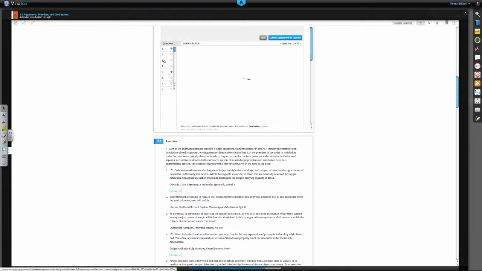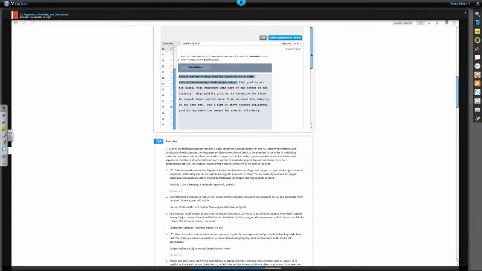Let's take a look at number 11. Looks like I got that right. Okay, the conclusion is the first statement. You might think it's the last. Let's take a look. Profits serve a very crucial function in a free enterprise such as our own. High profits are the signal that consumers want more of the output of the industry. High profits provide incentives for a firm of above average efficiency. Profits represent the reward for greater efficiency.